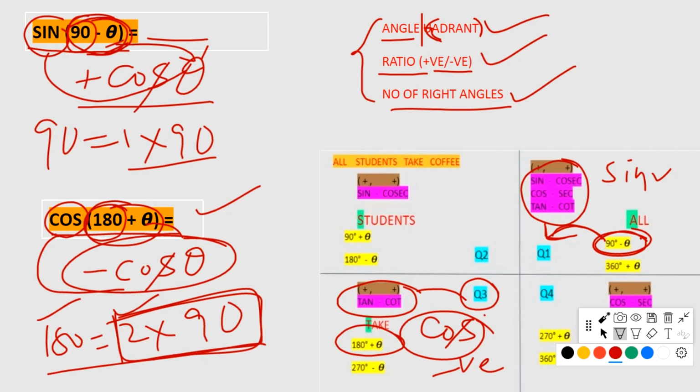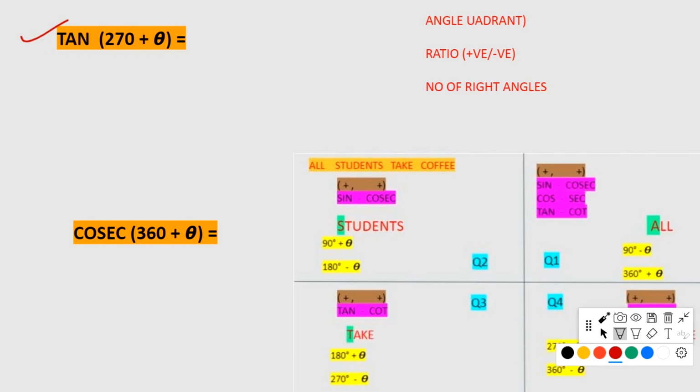Understand? Next. Tan of 270 plus theta. Okay. First step, angle. Here the angle is 270 plus theta. In which quadrant is the angle 270 plus theta?